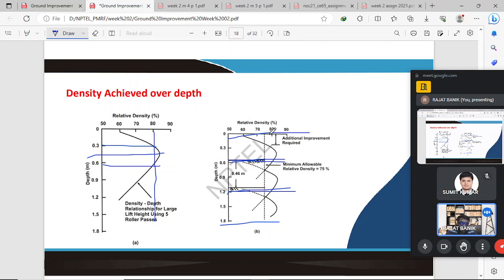That means if we draw the line for that, the maximum layer depth can be within this relative density. So we can increase the depth by increasing the number of layers, and reach a greater depth by shallow compaction also, to achieve the maximum dry density.